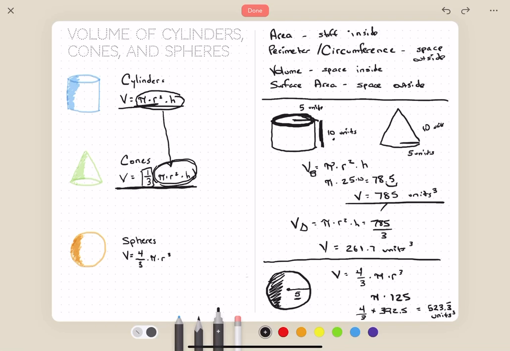So we're going to cube it. And that's it. That's really all there is for cylinders, cones, and spheres. Just use the formula, and it should work out to your benefit.